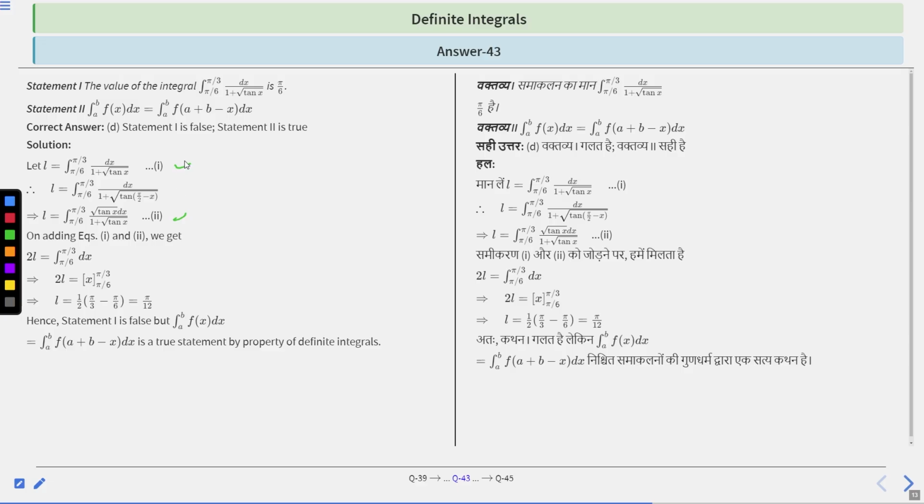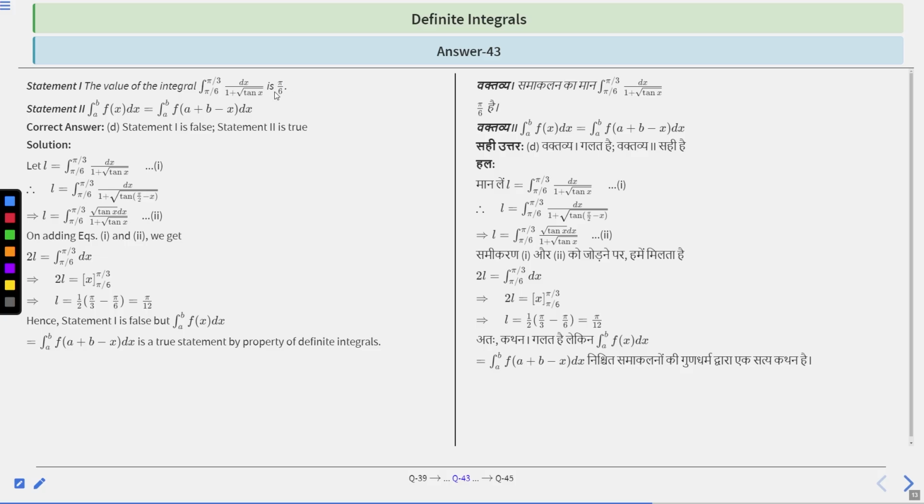On adding equation 1 and equation 2 we get 2I equal to the integration from pi by 6 to pi by 3 of dx. Therefore 2I is equal to x, since the integration of dx is x, evaluated from pi by 6 to pi by 3, right? Therefore I will be equal to 1 by 2 times (pi by 3 minus pi by 6), and after solving this you will get I is equal to pi by 12.